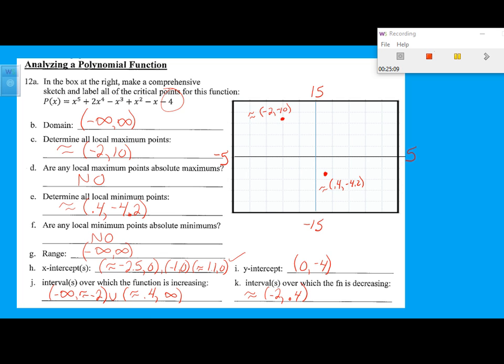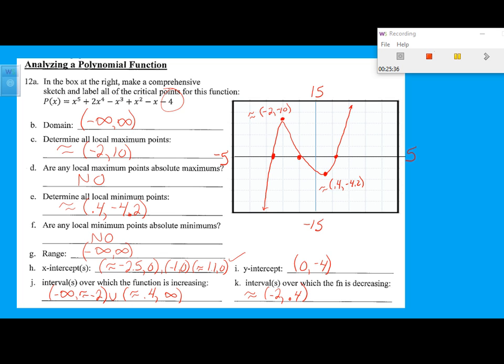Now I'm going to plot my x-intercepts. I had one at about negative 2.5. So 1, 2.5. I had one at negative 1, 0. And one at about 1.1. That should be enough for us to draw a really nice graph. So here goes. So there's a really nice graph, nice scale, and everything to it.